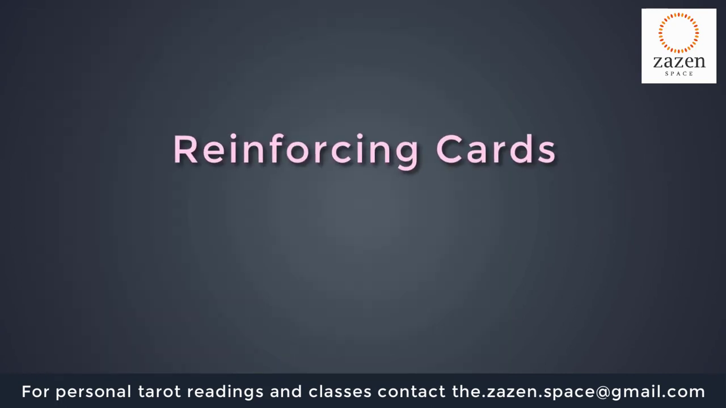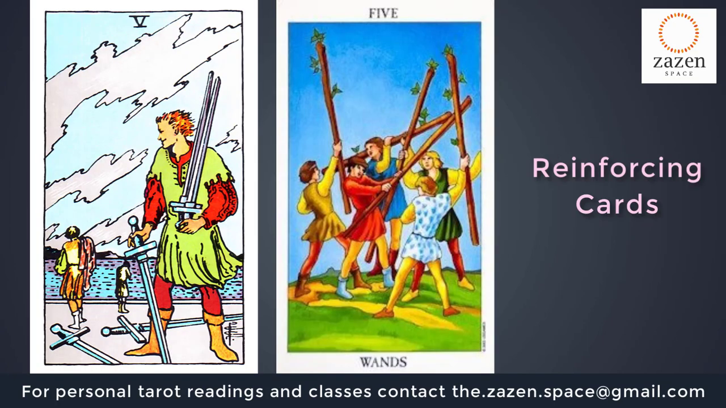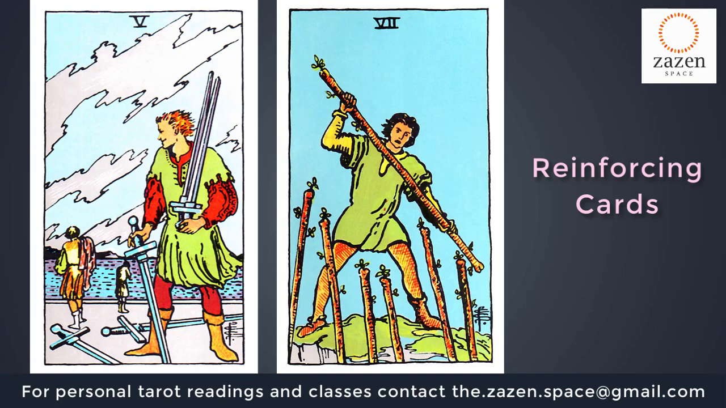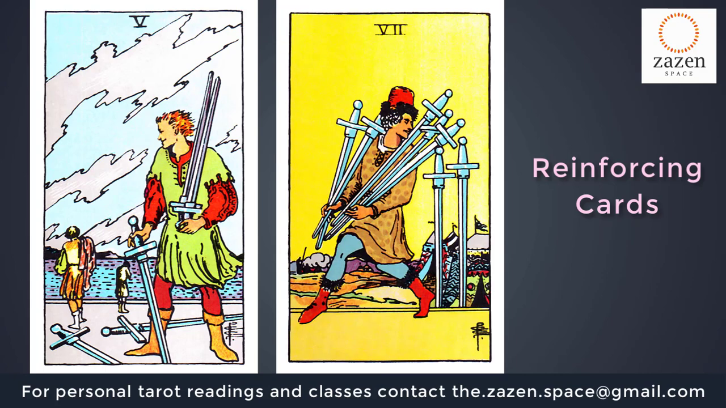Reinforcing cards, friends. Cards which have similar meanings. So in the Five of Wands also we experienced discord. People were up against each other, they were set against each other. Same thing as in the Five of Swords. Seven of Wands, again it was a me against them mentality along with conflict. Similarly, in the Seven of Swords, we see dishonor and we see separation from others. So all these are reinforcing cards, friends, for the Five of Swords.